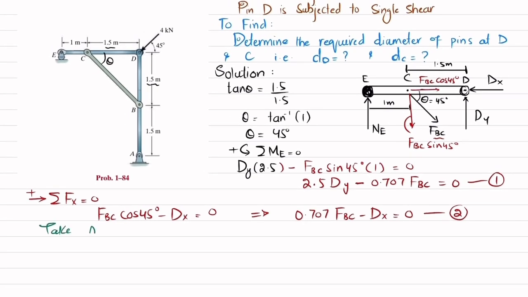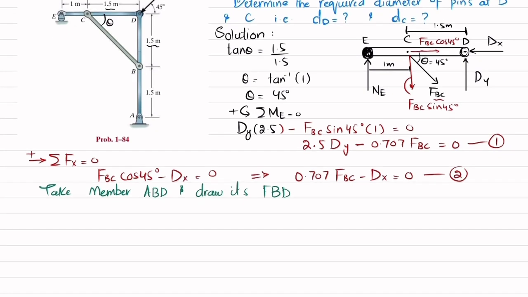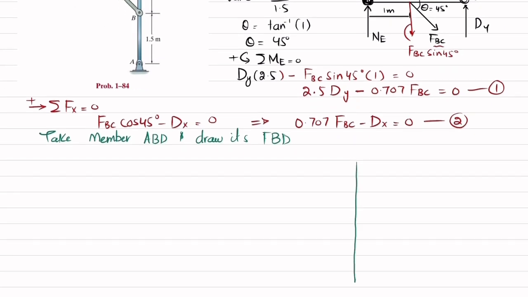So let me write it. Take member ABD and draw its free body diagram. So remember this ABD, I will draw it over here. Let this be your vertical member, clear. This is your point D, where you have horizontal dx, clear. You have a vertical component which is dy.